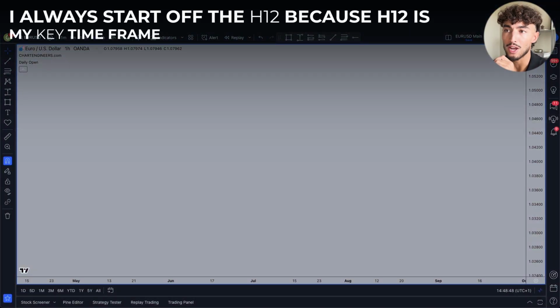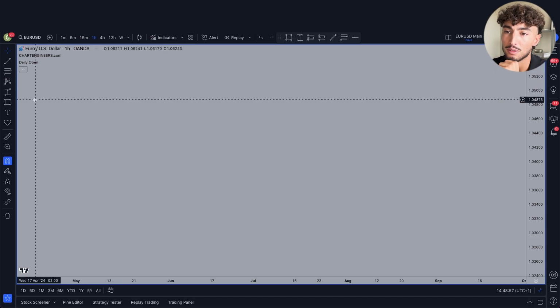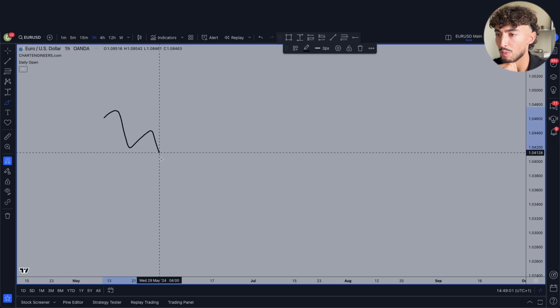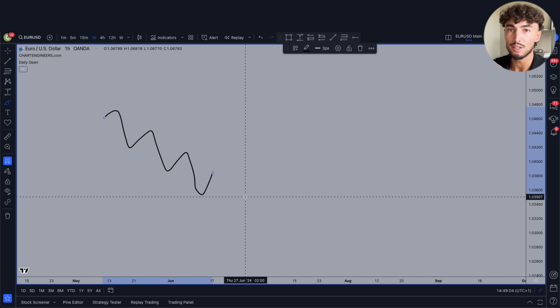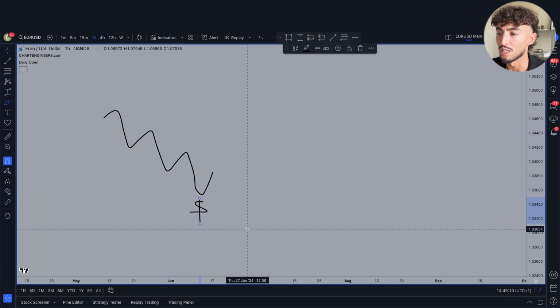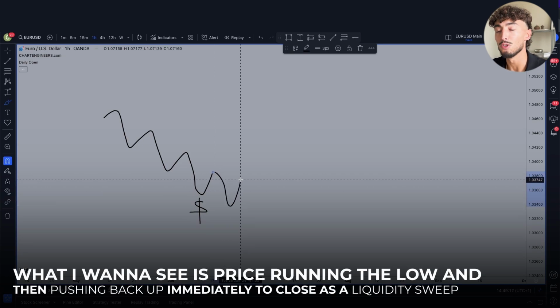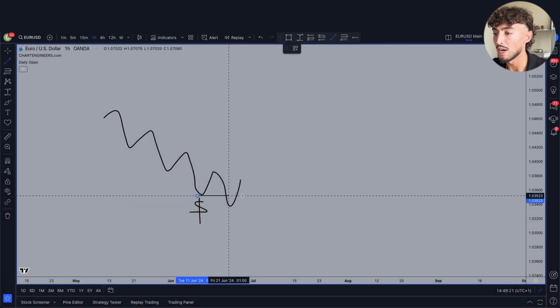So first of all, I always start with the H12 because the H12 is my key time frame for my directional bias on price. So what I want to see on price is a certain trend, price trending. At some point in this move, I want to see a swing low being formed. And below this swing low, there's liquidity resting. So what I want to see is price running that low and then pushing back up immediately to close as a liquidity sweep. So at that point, I have a liquidity sweep.